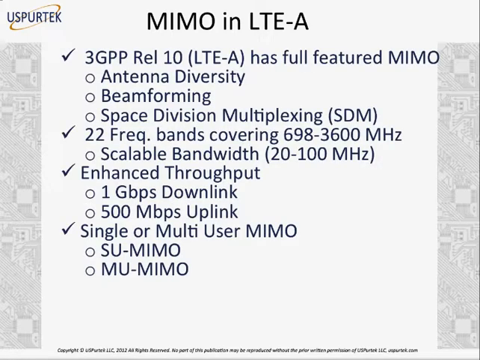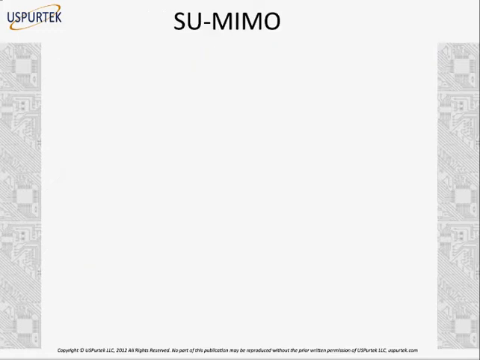So next we come to LTE Advanced, which is 3GPP release 10. So this has also adopted full-featured MIMO and again supports all the three techniques, different frequency bands, which depends on the carrier, the country, and the region. Scalable bandwidth, 20 to 100 megahertz, enhanced throughput, 1 gigabit per second downlink, and 500 megabits per second uplink. Again, this MIMO in LTE Advanced also supports single user or multi-user MIMO.